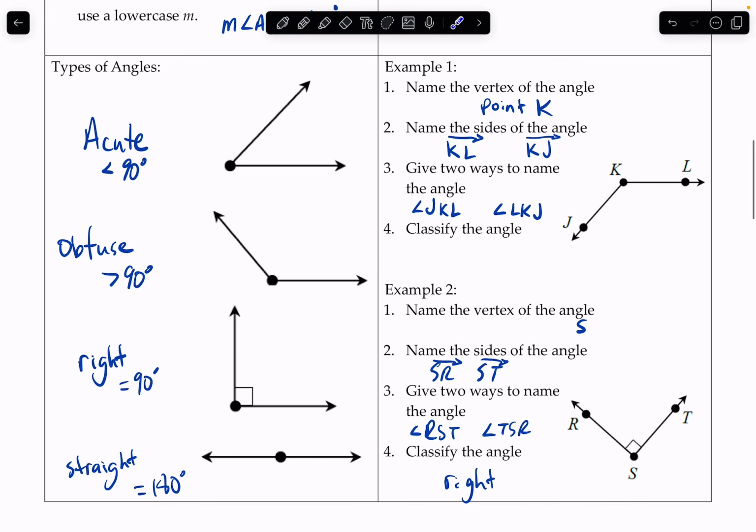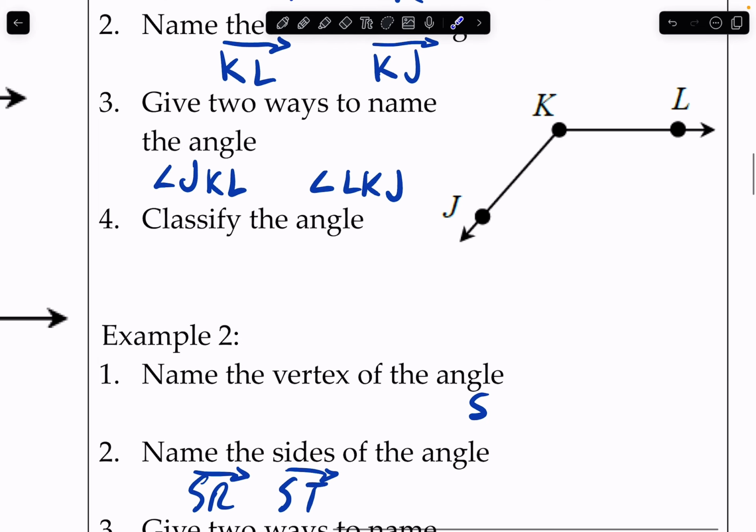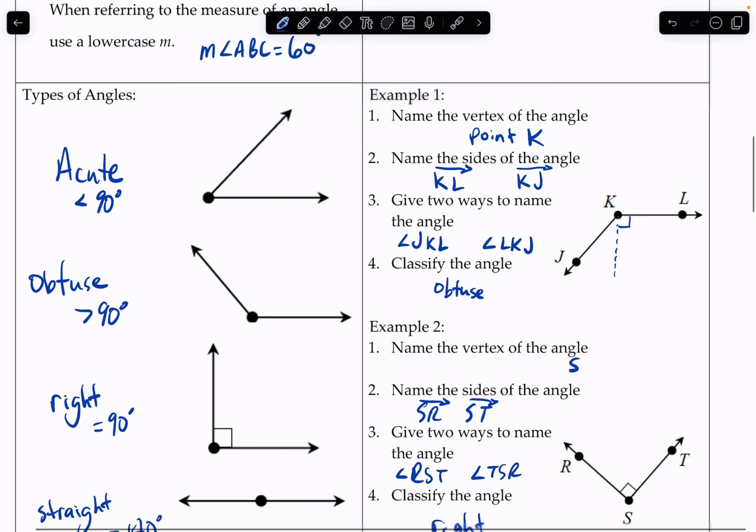Finally, classify the angle. This is where we're interested in whether it is acute, obtuse, right, or straight. This is larger than 90 degrees. If I were to draw a 90-degree angle, it would probably be about right here. This angle JKL is definitely larger than 90 degrees, so we are going to call this obtuse.